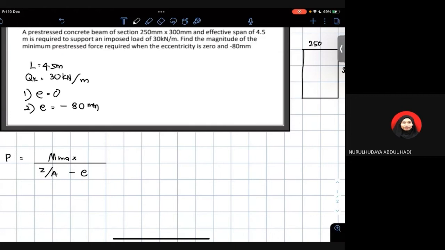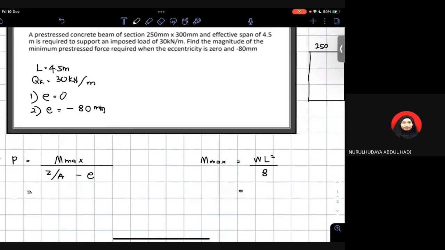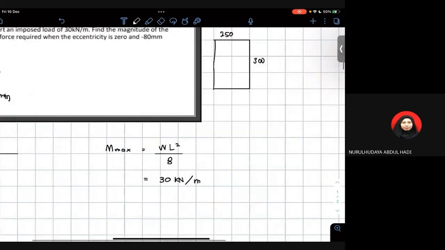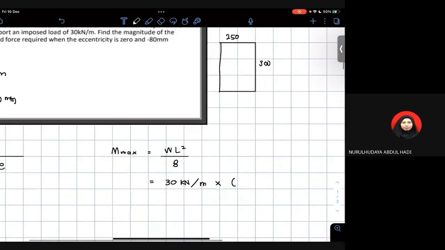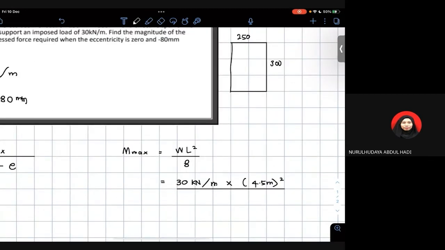Actually there are many other formulas. It's just that this one is for when the load is only a UDL, just a simple pre-stress force. First we need to get M max because we need to fit it in our formula. M max is WL square over 8. W we have here, we just have the imposed load itself which is 30, multiplied by the length which is 4.5. Just divide with 8. You will get the value.